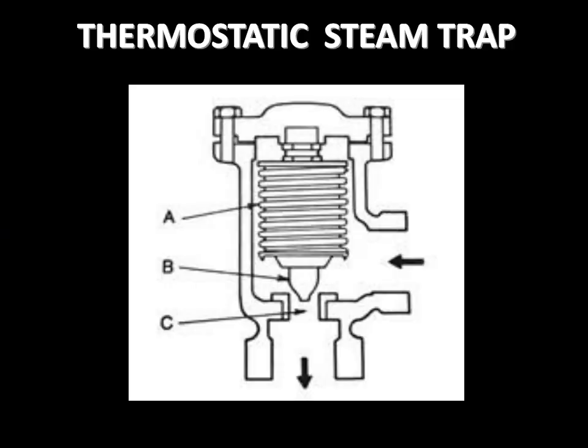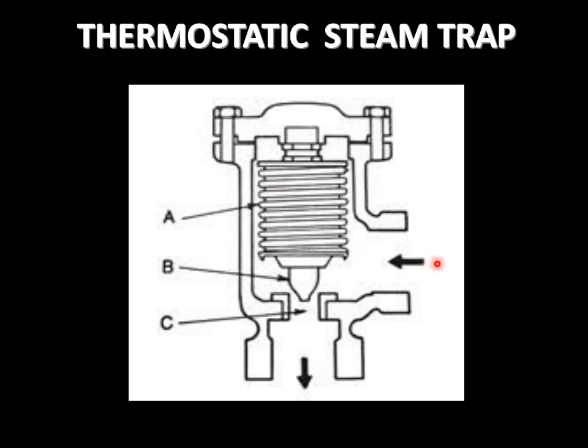Thermostatic steam trap. It is the simplest of all. In this type of steam trap, we have an inlet port for steam and an exit port for steam condensate. It works on the principle of temperature difference between the steam and the condensate.